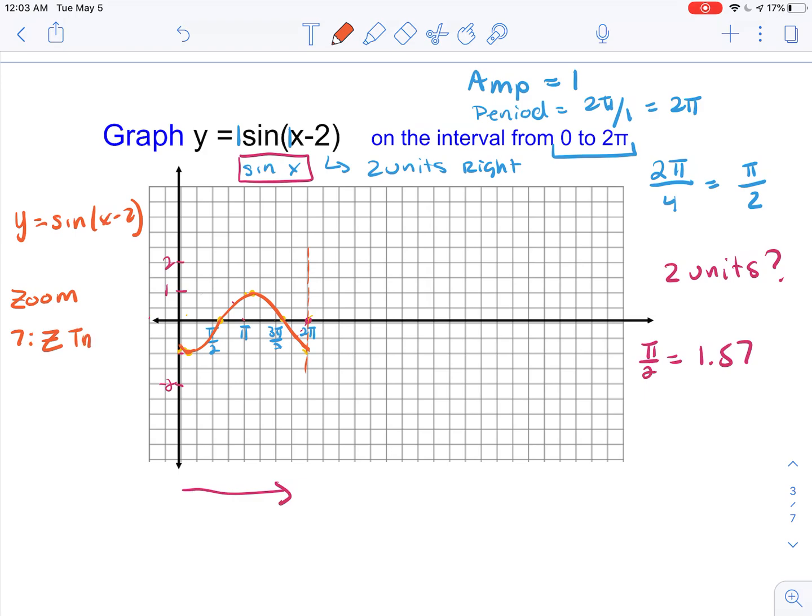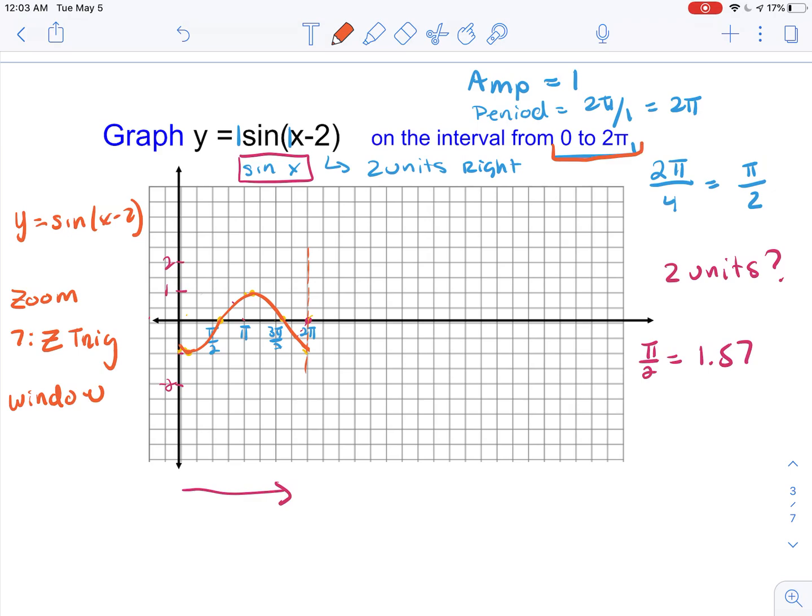So there are 2 ways to adjust the screen. First, you can press zoom, right? And at option number 7 is something called Z-trig. What this will do is allow you to have a graph that has a more appropriate scale for trig. In fact, the values along the x-axis would be in terms of pi on this particular graph. The other option you have is going to window.